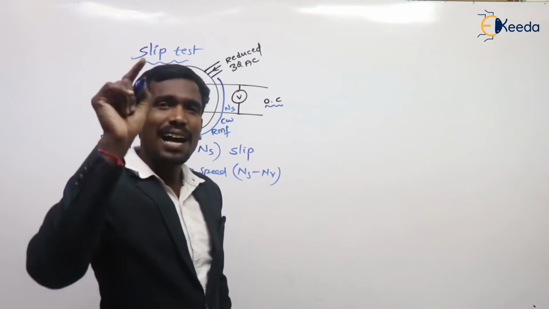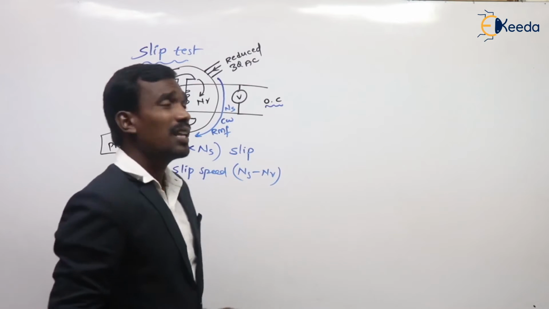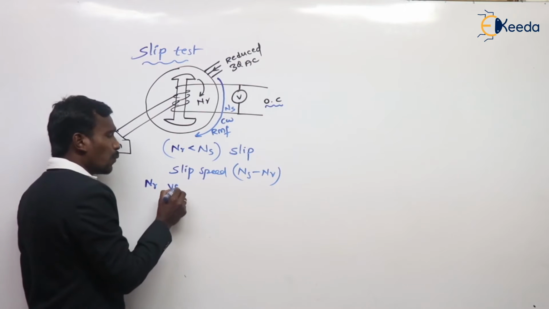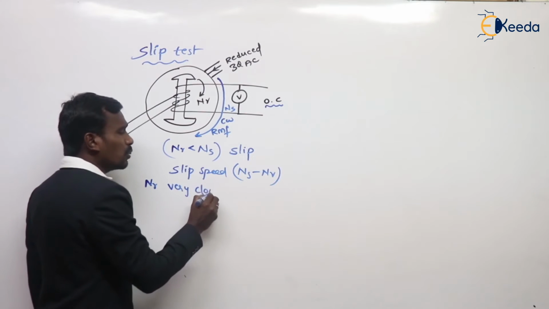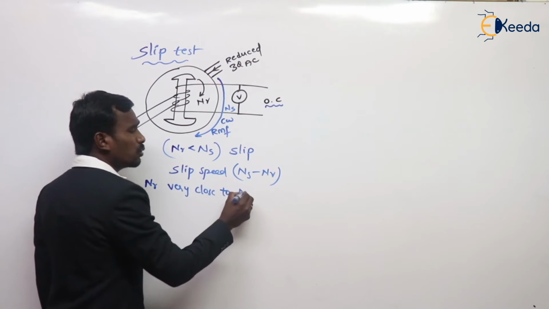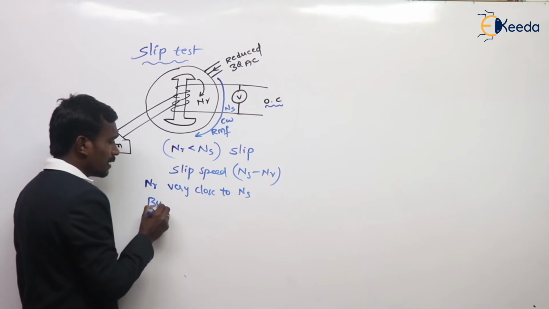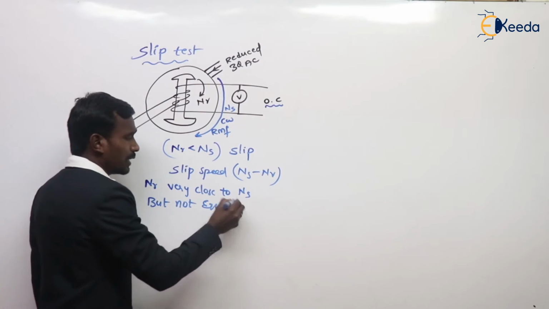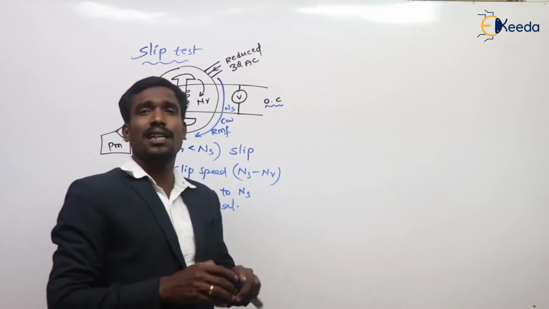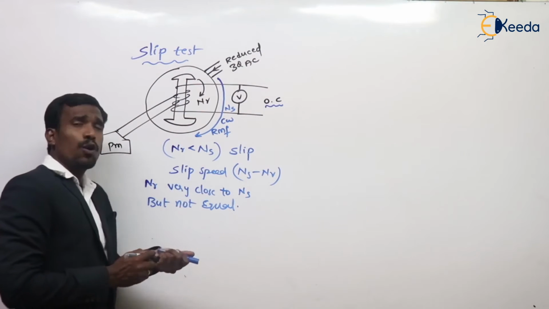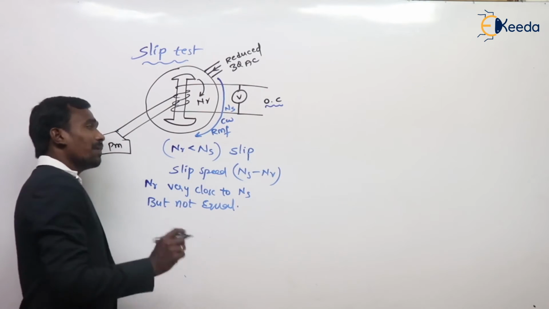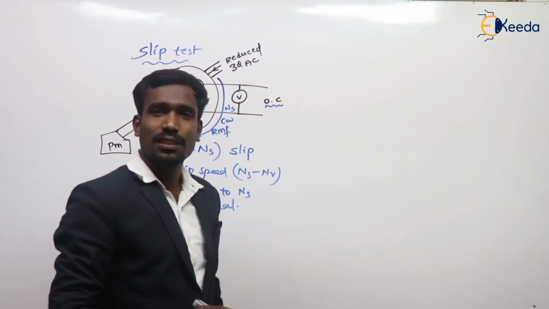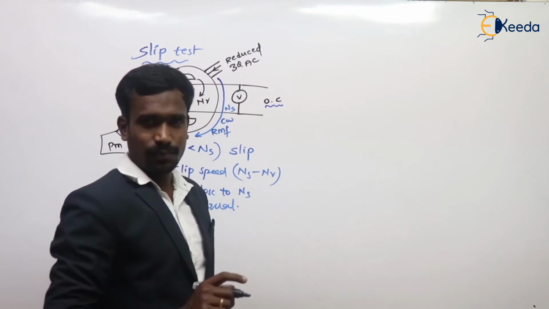Actually, to get accurate results, Nr, the rotor speed, should be very close to Ns, but not equal. This is very important. To get better results, Nr should be very close to Ns but not equal. Then we can get the exact accurate results.